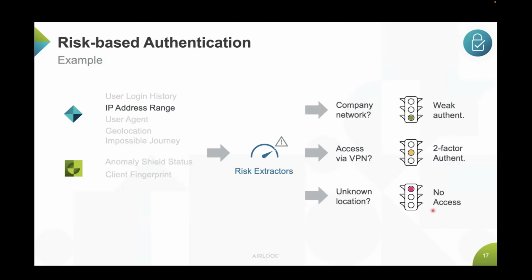Let's make a very simple example. It's probably the simplest example, but it's still a useful and widely used one. In the login flow, you just look at the IP address of the client, of the browser or of the mobile phone. Then in the risk extractor, you define that if it's within the company network, let's call it trustworthy, and skip the second factor. If access is via VPN, consider it medium risky and ask for a second factor. If it's something else, do not allow access at all and show a nice message to the user. That's just a very simple example.